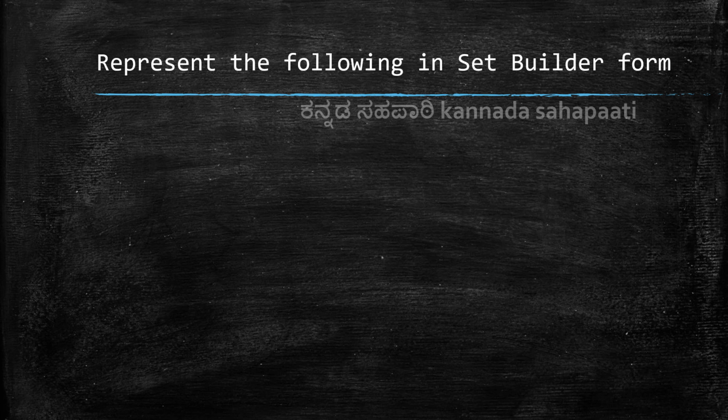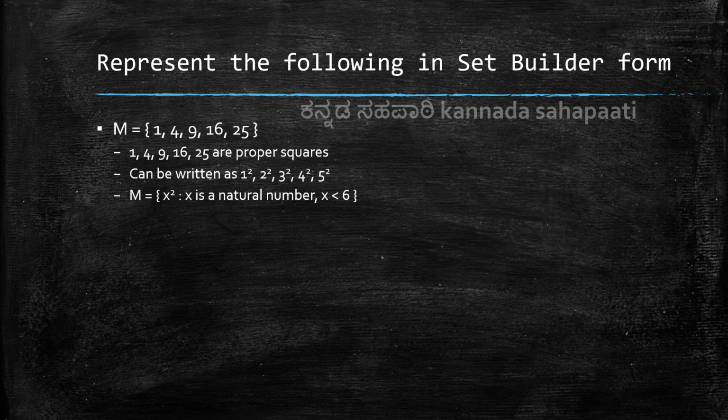The next question. Represent the following in set builder form. M is equal to 1, 4, 9, 16, 25. The elements which are in the set are proper squares. They can be written as 1 square, 2 square, 3 square, 4 square, 5 square. Therefore, in set builder form, they are written as M is equal to the set of all x square such that x is a natural number and x is less than 6.